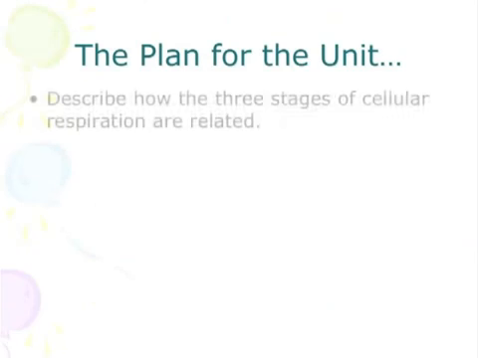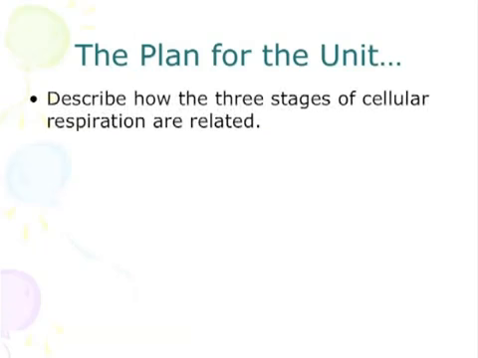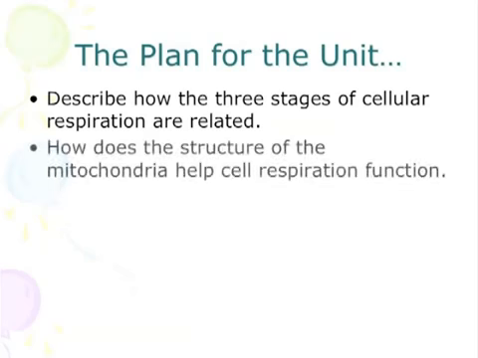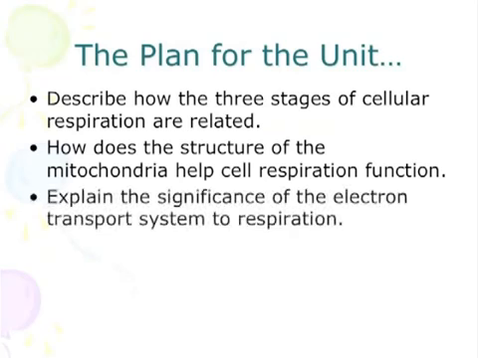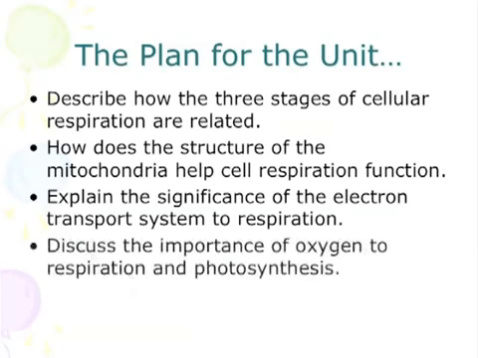The plan for the unit is to describe the three stages of cellular respiration and how they are related, look at how the structure of the mitochondria helps cellular respiration to function, explain the significance of the electron transport system to respiration, and discuss the importance of oxygen to respiration and photosynthesis and how both of those are linked together.